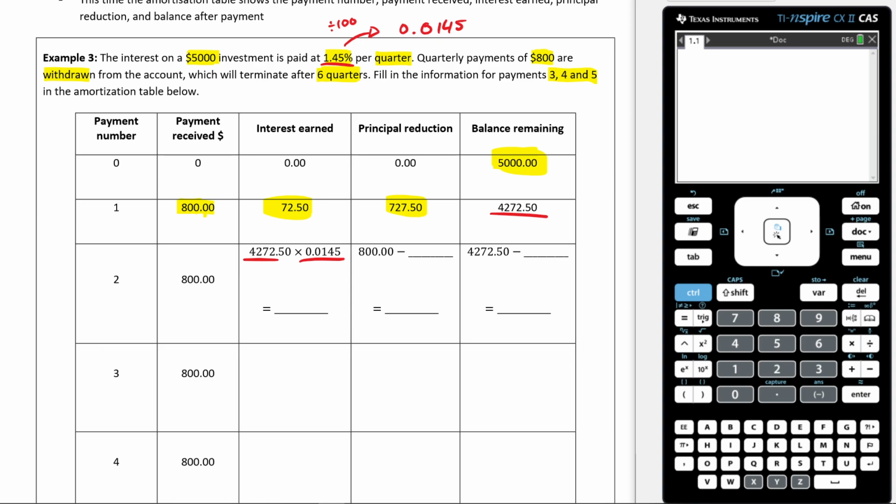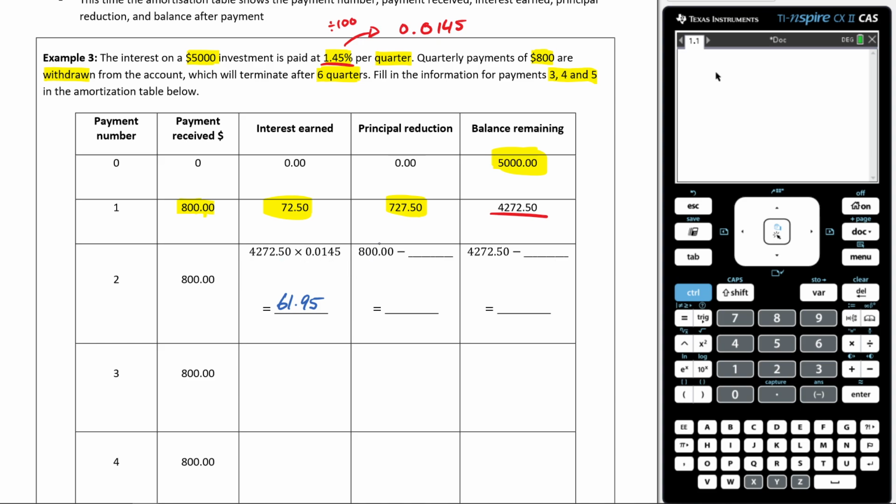I've already done this previously, otherwise this is going to be a lot of work, me typing things into the calculator. What it's going to end up being is 61.95. 61.95, and I have rounded that. So make sure that you round correctly there. Then we go to the next one.